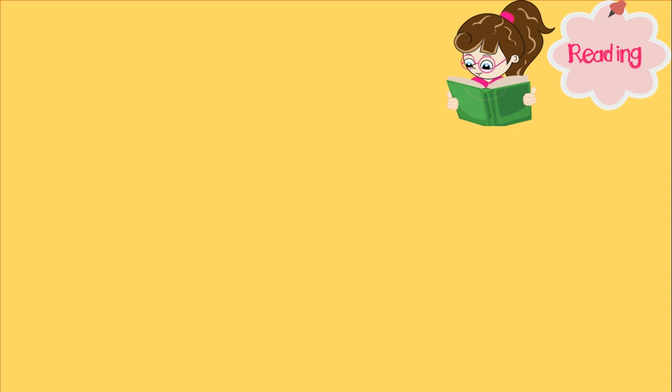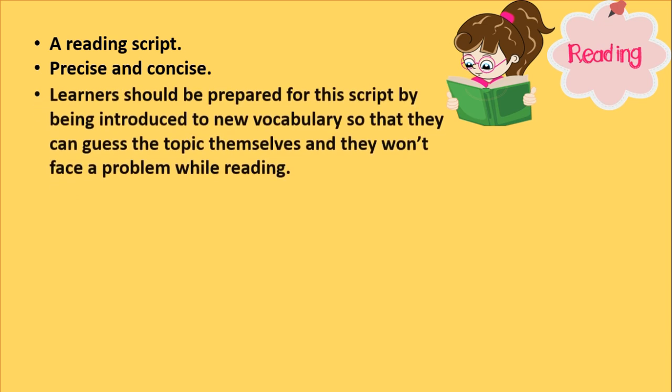Next, we have reading, which is the second receptive skill. It's the same procedure. We've got pre-reading, during reading, and post-reading. We need a reading script. We need to adapt those scripts in the book because they are difficult and sometimes they are not direct to the objective that we have. So we need to have good scripts.